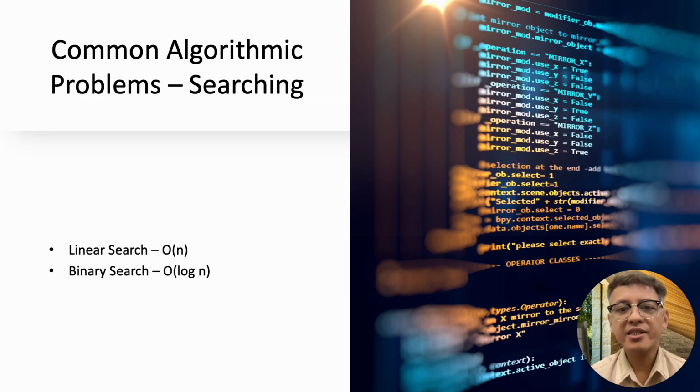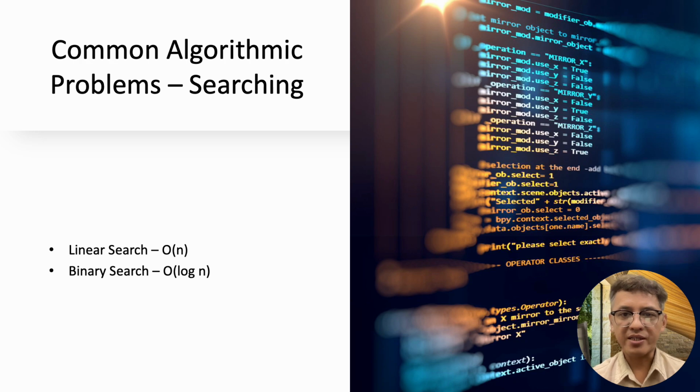Linear search is the simplest method. It checks each element one by one until it finds the target or reaches the end, and it works well with unsorted data, but it can be slow for large datasets.